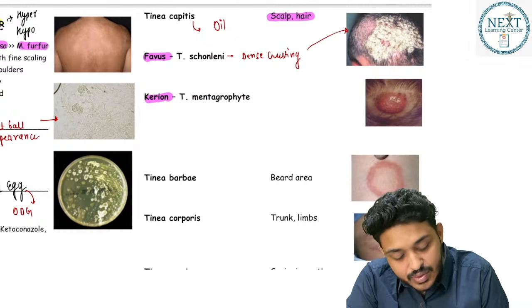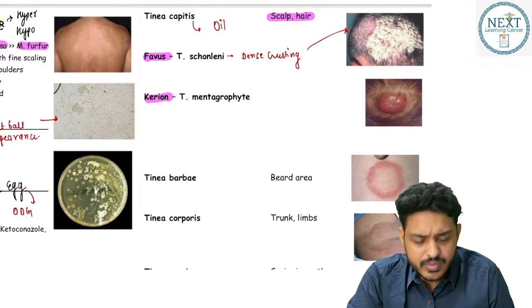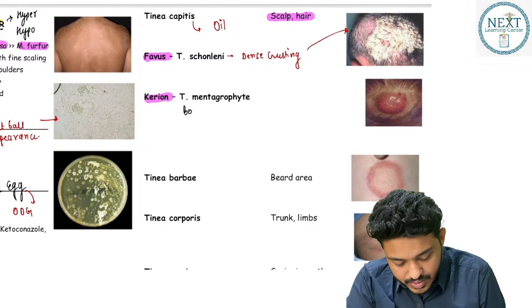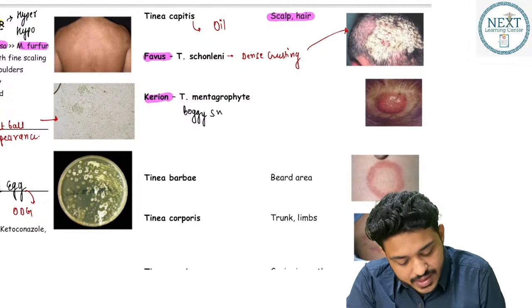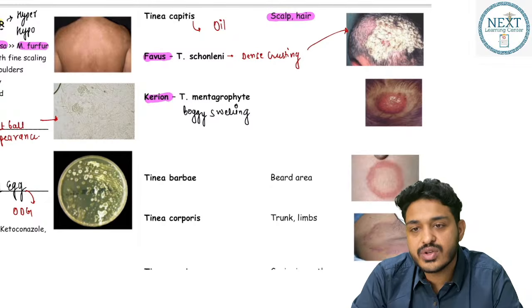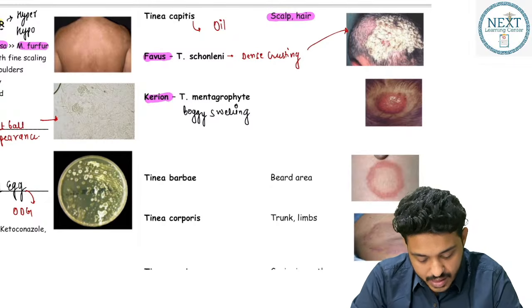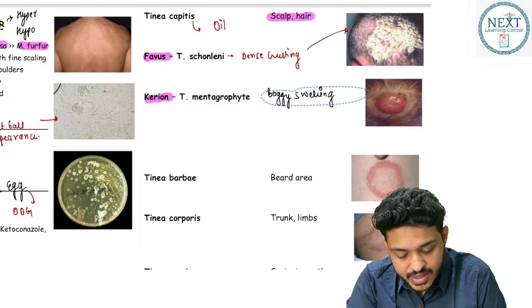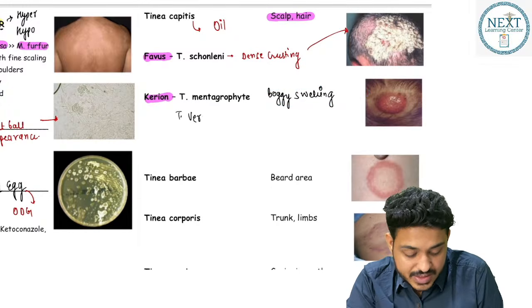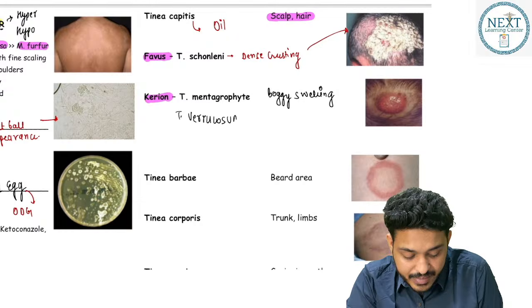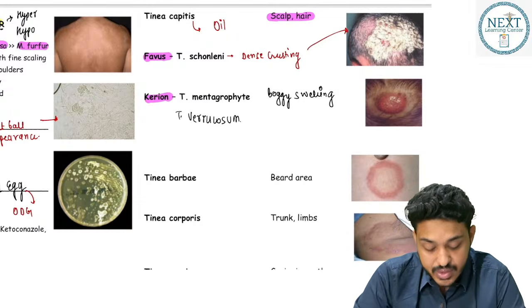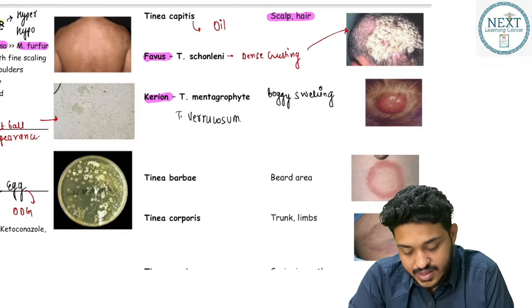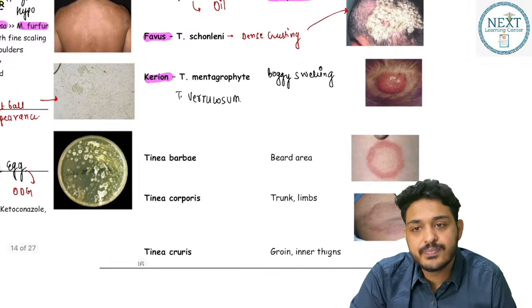Whereas this kerion is going to be an inflammatory type of boggy swelling. This is going to cause what? Boggy swelling. So whenever a kid is coming to you with this type of boggy swelling, this is going to be due to what? This is due to tinea mentagrophytes, or one more organism you can remember, that is going to be tinea verrucosum. Tinea verrucosum or tinea mentagrophytes are the organisms that can lead to what? This kerion formation, right? This is a kerion and this is the favus, right?